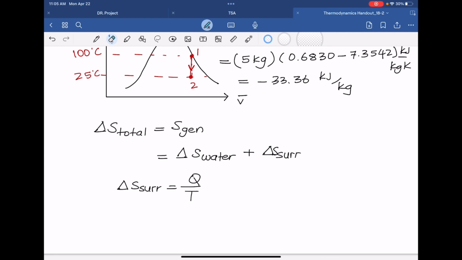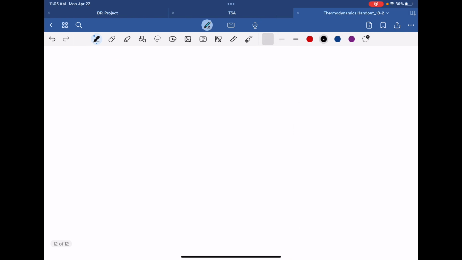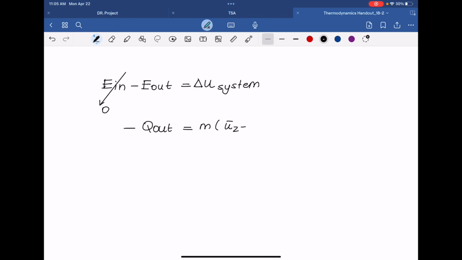We know that to be able to calculate this. But now we notice that we actually don't know the heat interaction. Again, the heat interaction will come from the energy balance. So now we need to write the energy balance here. Again, for a closed system, energy getting in minus energy getting out is the change in the internal energy of our system. Here it's a rigid tank. There is no energy getting in. It is only getting out.